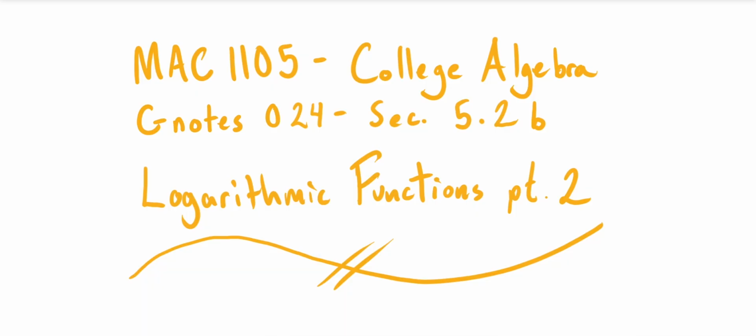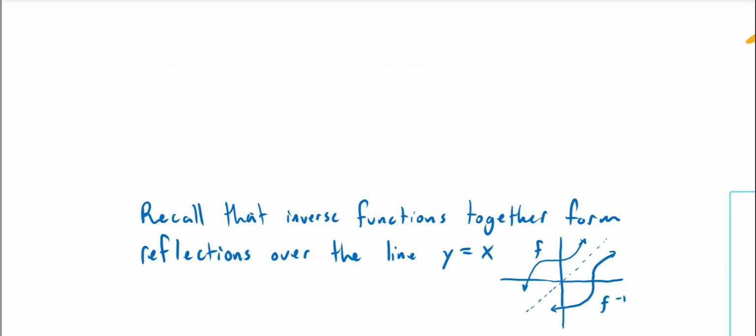These are guided notes number 24 in the series on section 5.2b, Logarithmic Functions, Part 2, the graphs of logarithmic functions. In the last video, we began to investigate the logarithmic functions. These are the inverse functions to the exponential function. Recall that an inverse function has a graph that is very similar to its parent function, namely, it is a reflection of that graph over the diagonal y equals x.